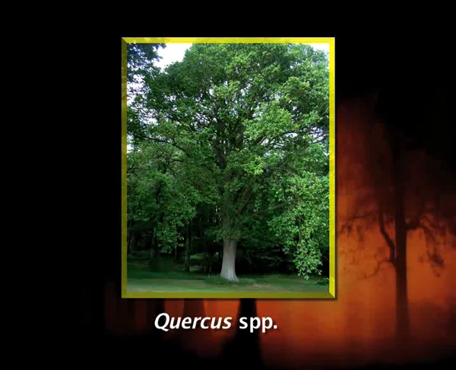Our next species is Quercus, that is the oak. Oak is strong and durable with straight silvery grain. It's used for preparing sports goods.